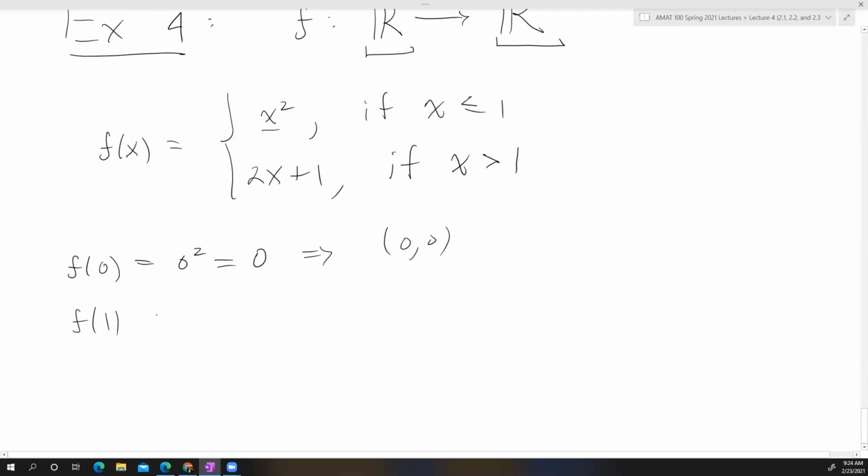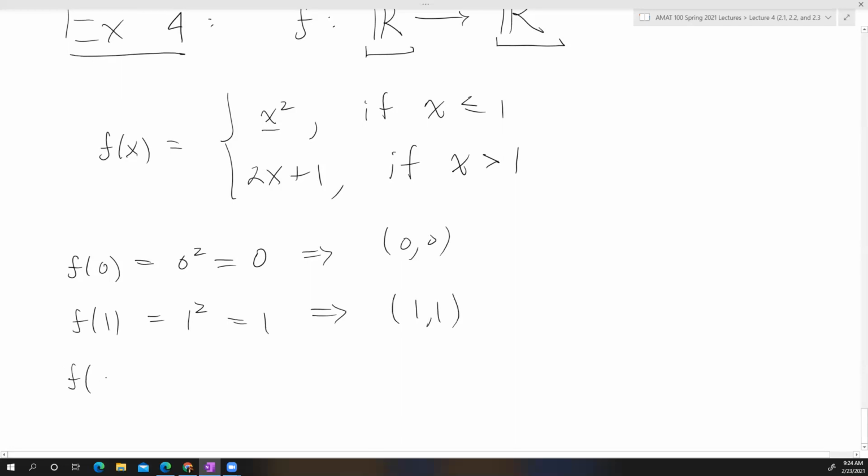If x is 1, then again, because 1 is less than or equal to 1, we use the first part of the definition to graph this. So we get f of x is equal to 1 squared, which is just 1, and that implies that (1, 1) is a point on the graph.